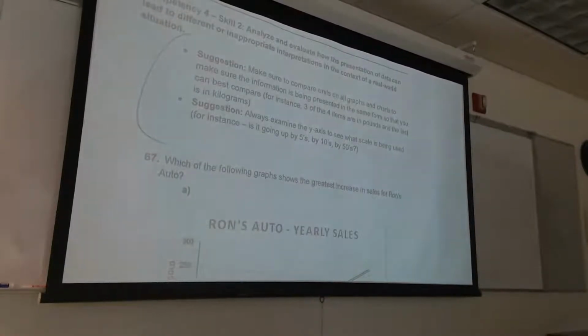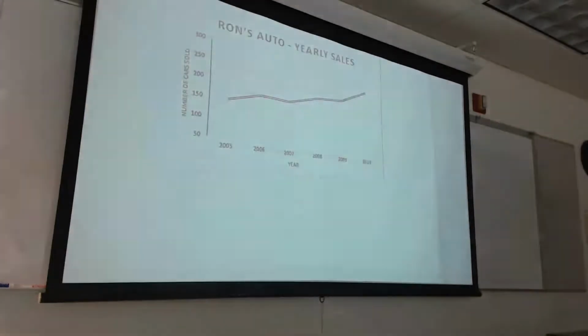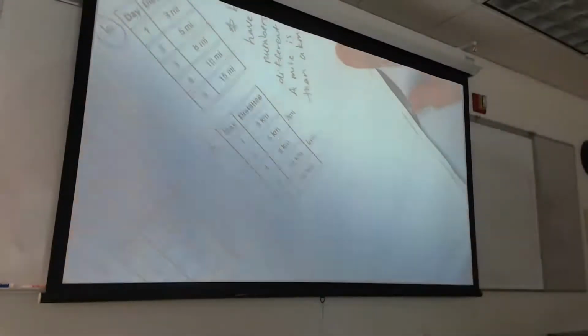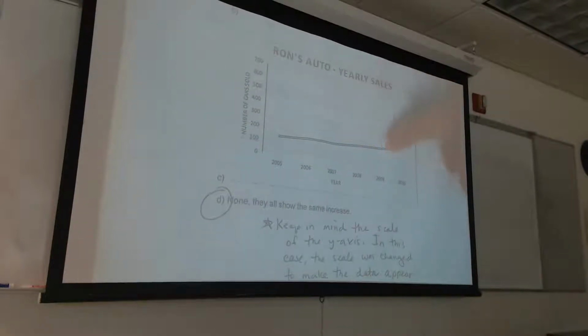Look, for instance, at number 67. It's not all on one page, but look at the first thing. I created something in Excel. Let's pretend this person has these sales in their car dealership, and the y-axis is going up by 50, number of cars sold every year. If you flip to the next page, I took the same data and just changed the y-axis. In this particular one, it doesn't even start till 130, and then it's only going up by 20. If you look at C, it starts at 0 going up by 100.